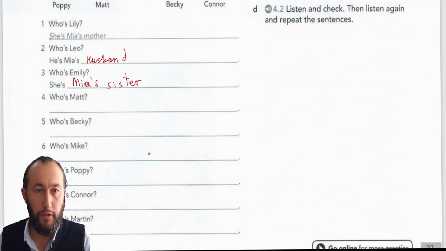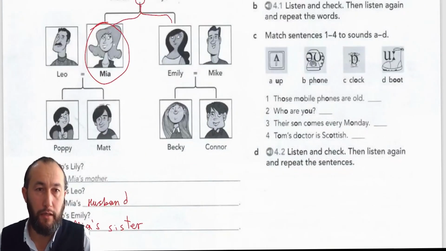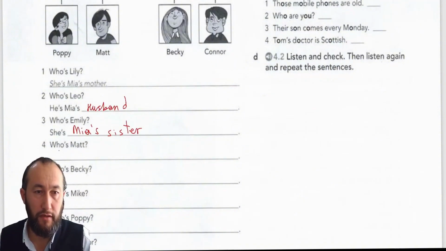Okay. And who is Matt? As you can see, Mia and Leo, they're husband and wife. They're married, you know. So they're parents. So they have 2 children, Poppy and Matt. So Matt is the son. So Matt is Mia's son. So he is Mia's son.